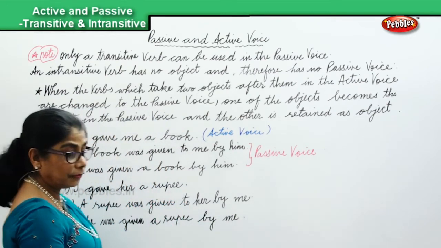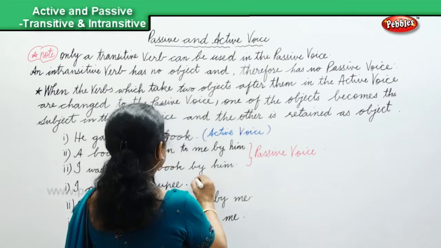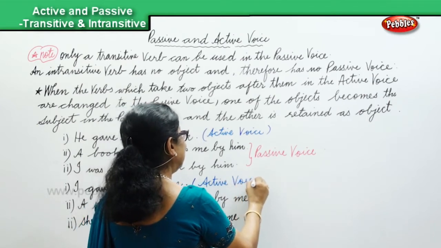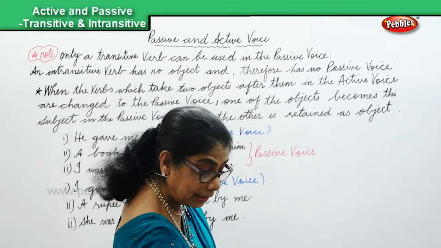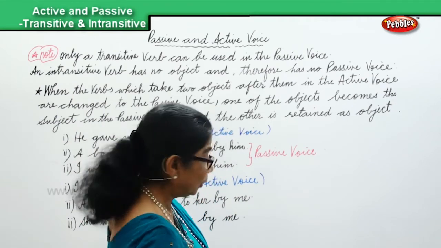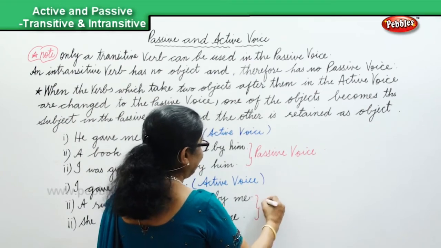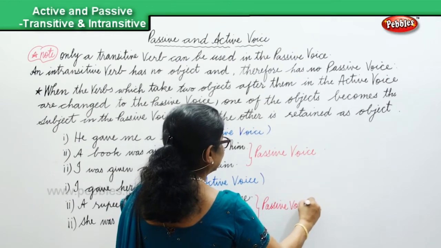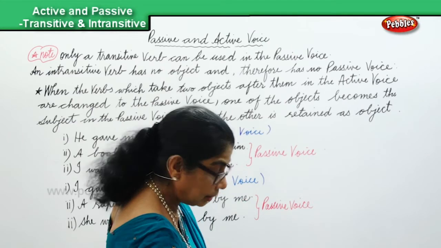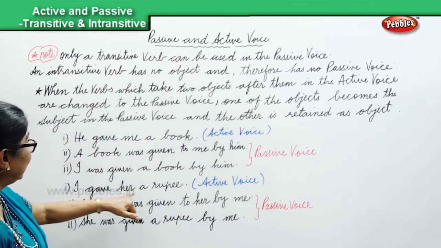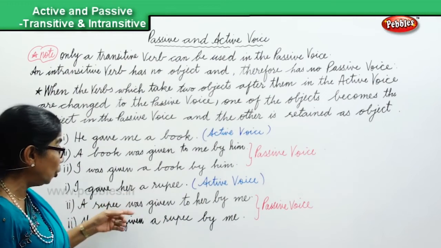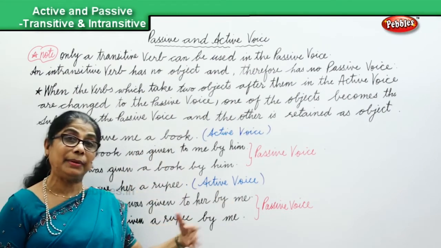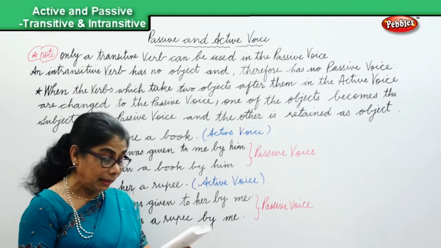So, two different ways of writing. This is an active voice, and the same active voice, we are writing it in two different ways, making it into passive. Both these are passive voices. That is, I gave her a rupee. And we are changing, a rupee was given to her by me, or she was given a rupee by me. Two different ways of writing the same thing.